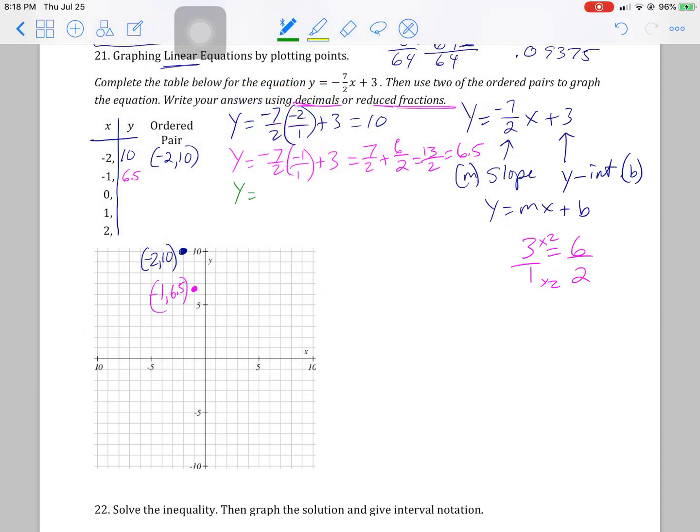And the next one says -7/2 times 0 plus 3. So that's going to be 3, right? Anything times 0 is 0. So 0, 3. This is also what? This is also our Y-intercept, or our B. Okay. Notice that this is your Y and this is your X axis.